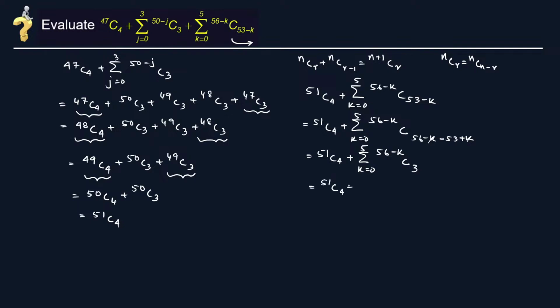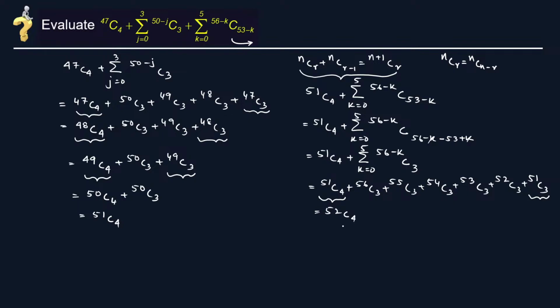Now let me open the sigma. We have 51C4 plus 56C3, then 55C3, 54C3, 53C3, 52C3, and then 51C3. Am I correct or not? Now, again I will use this formula. When we take this one and this one, it will give us 51C4 plus 51C3, which gives 52C4. Is it clear? And I'm writing the other things as they are. Now if I combine this with this, we are going to have 53C4.